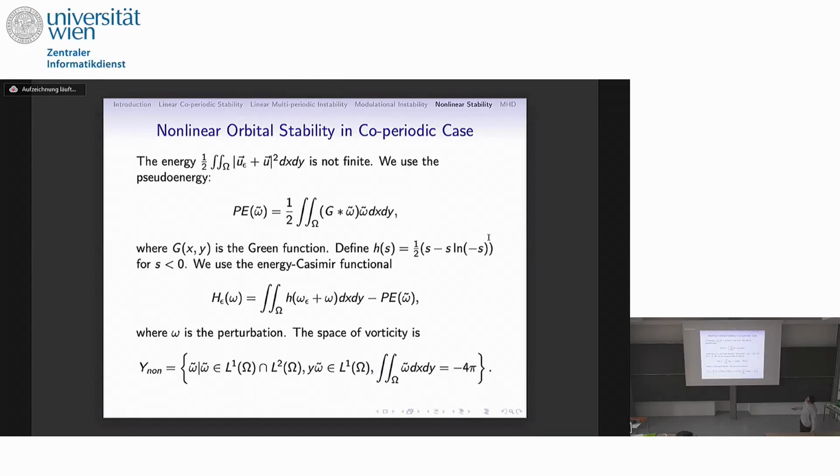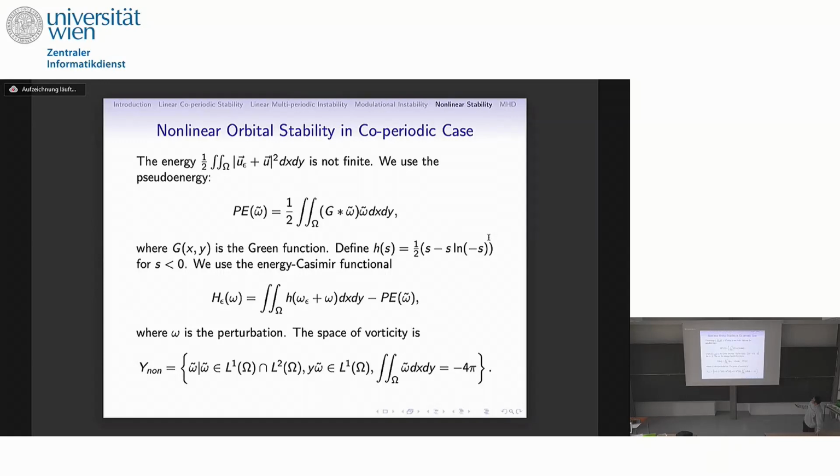Now let me say a few words about the nonlinear stability for the Euler case. What we prove is nonlinear orbital stability, because this problem has translation invariance in the x and y directions. Here we use a Lyapunov functional. The Lyapunov functional has two terms. One is the integral of vorticity, where we break the vorticity into the steady part, omega epsilon, and the perturbation, omega.